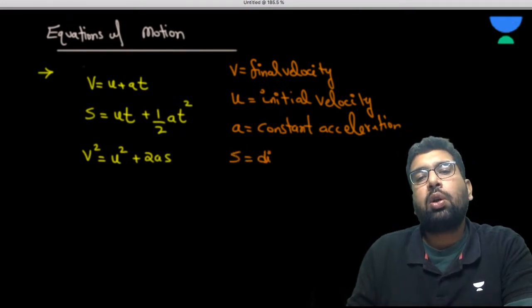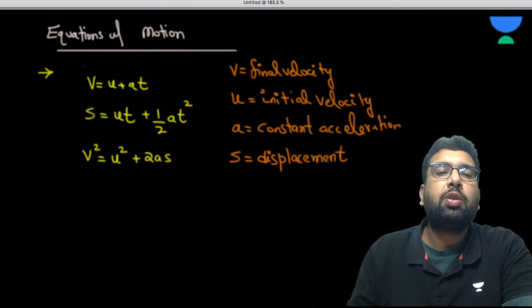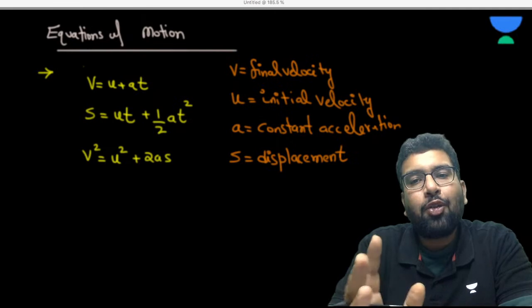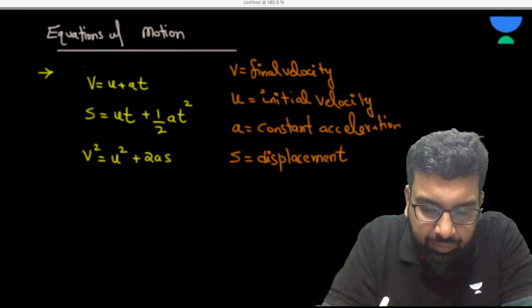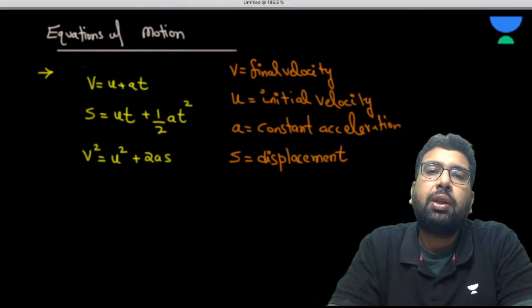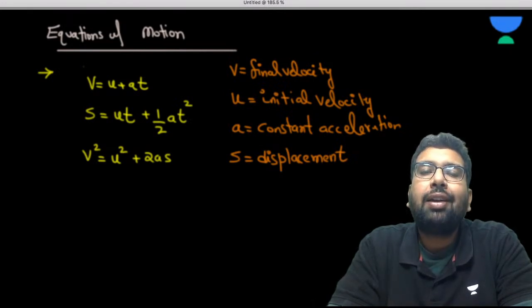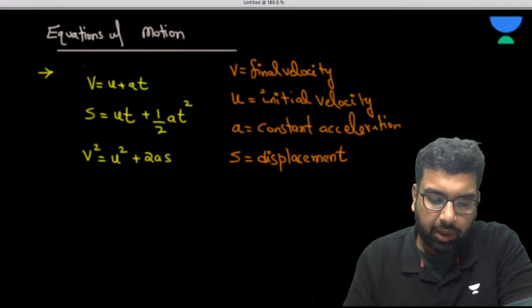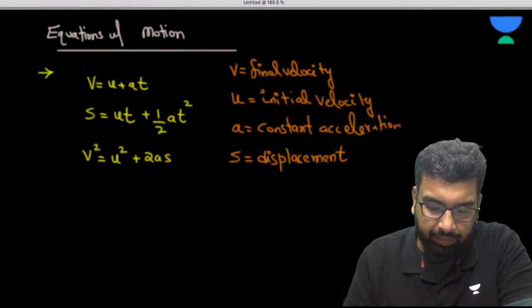So remember, S is not the distance, but it is the displacement. And displacement, we know it is the shortest route, shortest distance between the initial position and the final position, right? Okay. So see, using these equations, we are going to deal with the motion under constant gravitational acceleration, or motion under constant gravity, right?